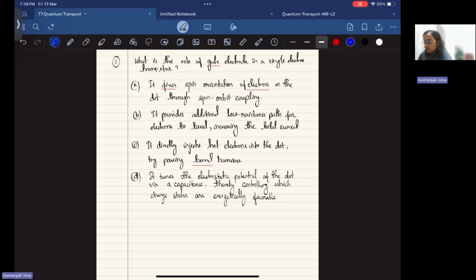Or option D, it tunes the electrostatic potential of the dot by capacitance, thereby controlling which charge states are energetically favorable. So the role of the gate electrode is to tune the electrostatic potential of the dot by a capacitance, which ultimately controls the charge state. It can be the n state or n plus 1 state or n plus 2 state. Depending on that, we'll see a Coulomb blockade oscillation at different charge states. So the answer for this is option D.